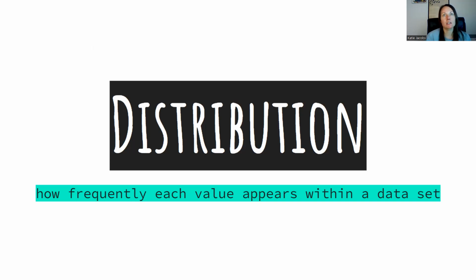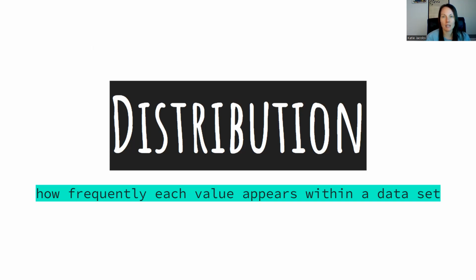So if I asked 5 people, how many dogs do you have? The first person says, I have 0 dogs. The second person says, I have 0 dogs. The third person said they had 1 dog. The fourth person said they had 1 dog. And the fifth person said they had 2 dogs. Our frequency distribution is just how frequently each of those values occurred.